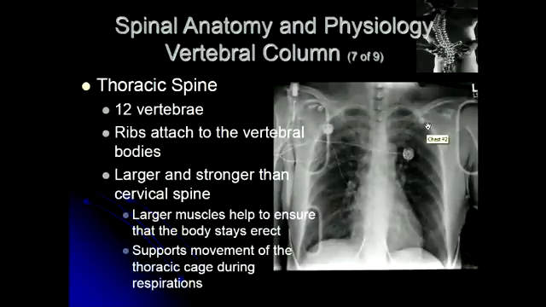The thoracic spine, all those thoracic spines look about the same. They get a little bit bigger as you go farther distally. There's 12 vertebral bodies here. The unusual thing about the thoracic spine is the ribs attached to the vertebral bodies, which does not happen in the neck or the lumbar spine. There's, again, larger and stronger bones as you go further distally, and there's a lot of muscles and ligaments to hold things together.